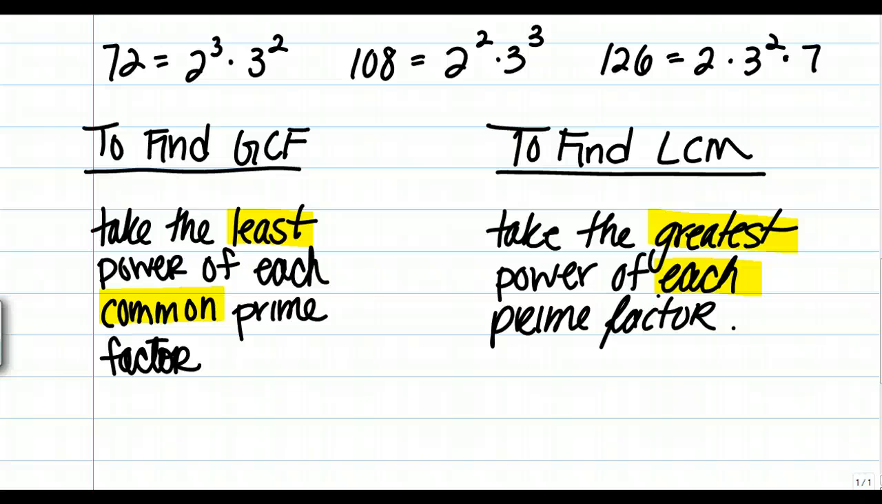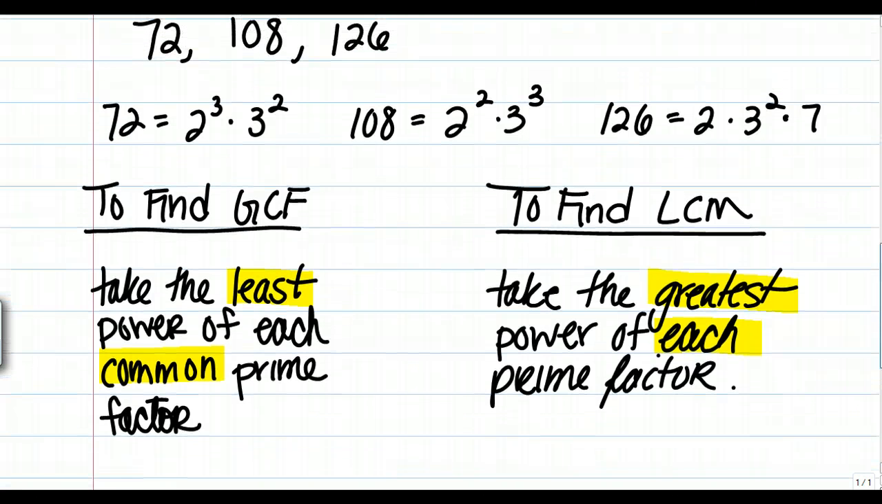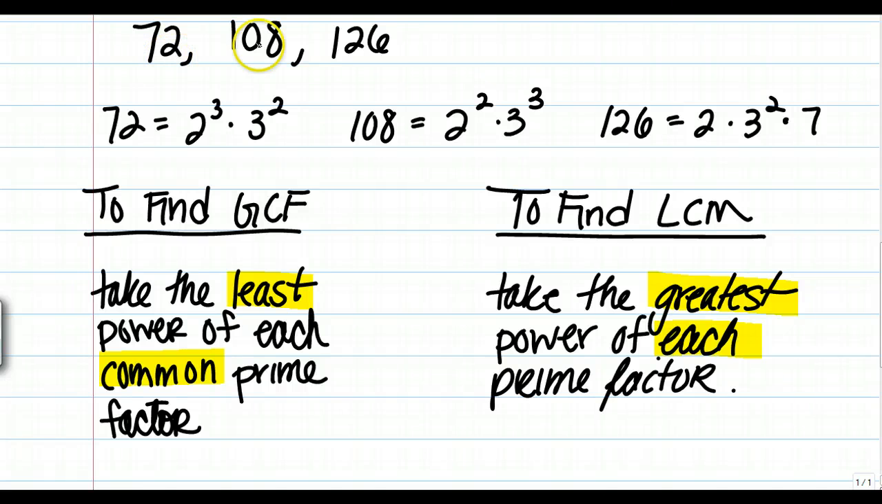So once you have this written down, go ahead and listen. What I did is I gave you the numbers, and I'll scroll back up a little bit. I gave you the numbers 72, 108, and 126. And I want you to find the GCF and the LCM of these numbers. Now, if you don't know what the biggest number that goes into all 3 of these is, you would have to use prime factorization. And that's where you would use the trees, and you would find these answers right here for all 3 numbers. So I went ahead and did the prime factorization for all 3 of them, like I did in the first example.